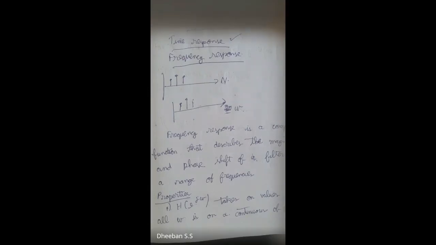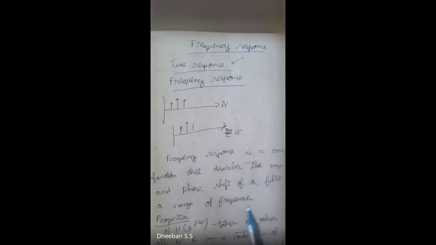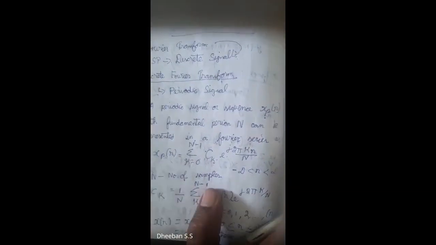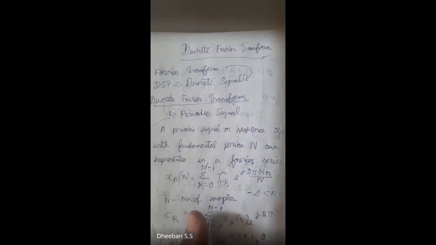In last class we dealt with frequency response. So we have seen what frequency response is and its properties. And before that, we did a problem with respect to DFT. What is DFT? We have seen how we can get the DFT from the normal Fourier transform. Okay.